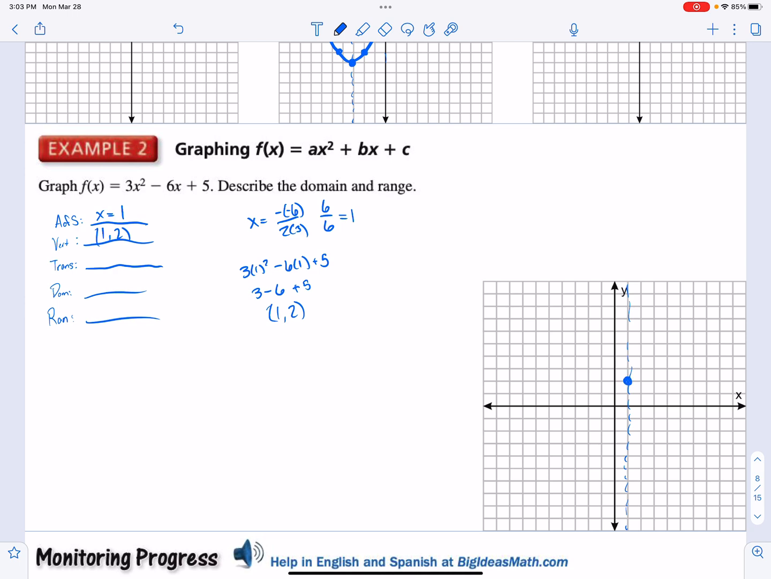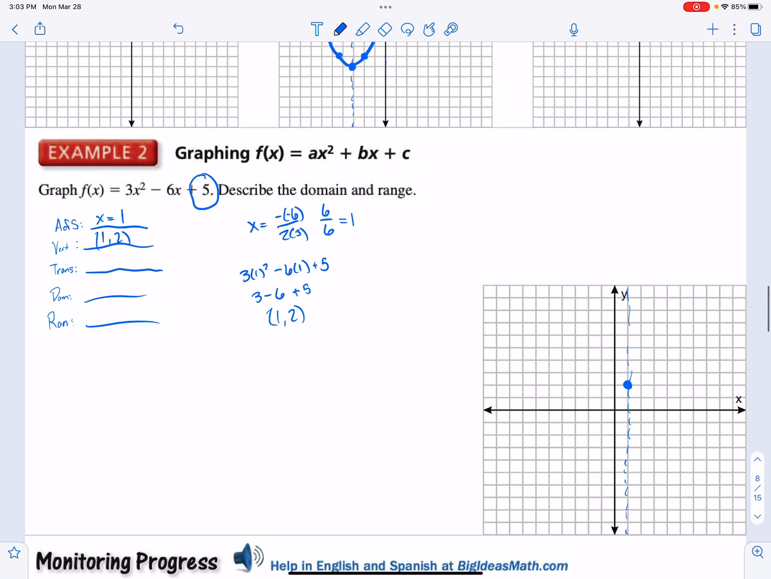Now my next value that I can plug in, again, I don't need to plug in 0. It's right next to it at 0. I'm already up at 5. So 2, 3, 4, 5 right there, and its reflection. So if I'm at 0 comma 5, the reflection is at 2 comma 5. And then I can plug in negative 1. So let's see what we get up to.